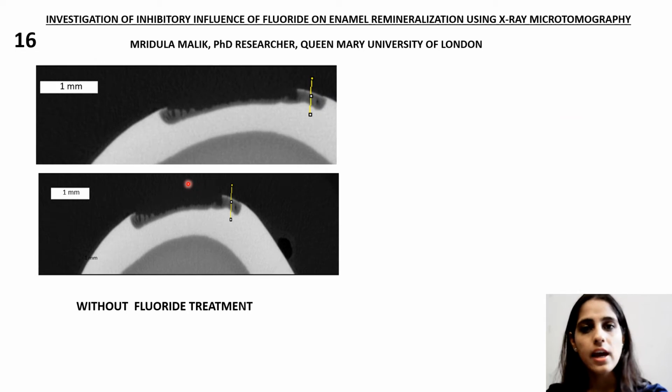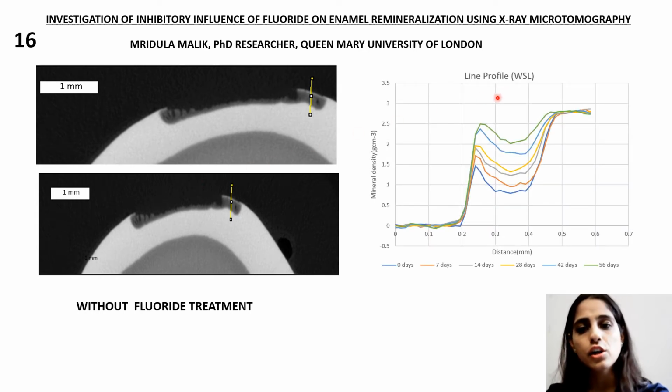The XMT scan of the second half of the tooth sample was also subjected to initial demineralization. However, it received absolutely no fluoride treatment and was immersed in artificial saliva instead. The corresponding graph now shown here depicts how without any fluoride treatment an almost complete remineralization of the enamel subsurface can be achieved. So I hope you found my results interesting and thank you for being here.